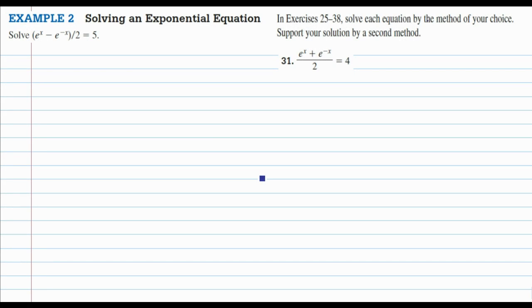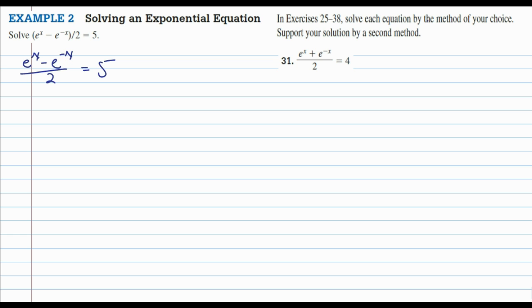This is the screencast for section 3.5, example 2, solving an exponential equation. This is a different situation than what you've seen in the past. I'm going to rewrite this so it's easier to see: e to the x minus e to the negative x, all over 2, equals 5. So you have e to a positive power minus e to a negative power. How do you solve that?